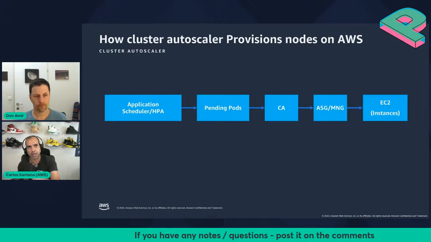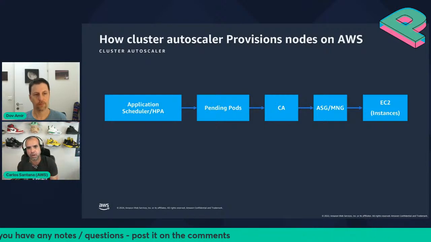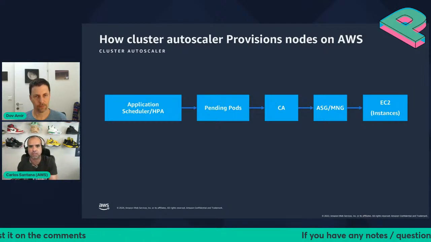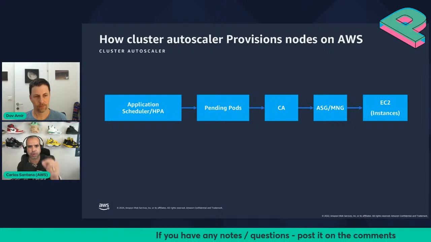And for the most time, people have been using the CA, cluster autoscaler. This is from upstream Kubernetes, and it supports multiple cloud providers, in this case also AWS. And it will see that there's a pod pending.